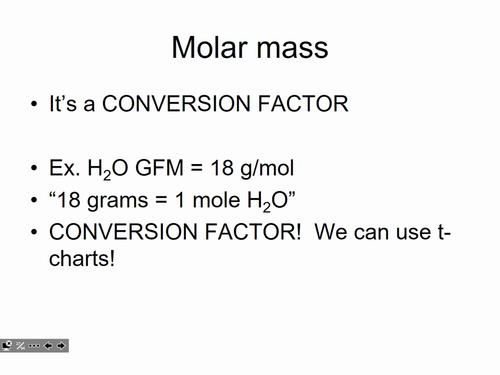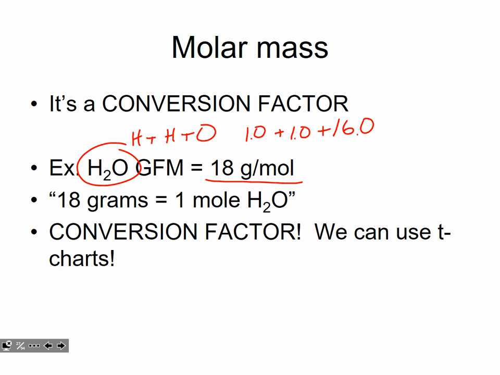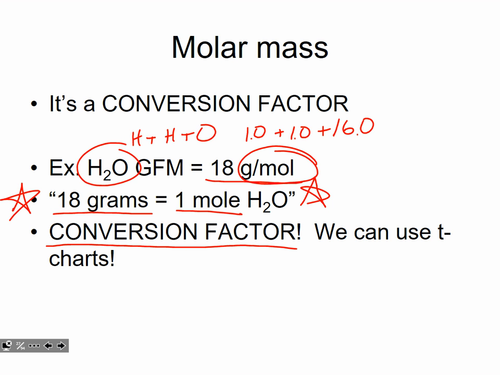Water, as an example, has a gram formula mass of 18 grams per mole. It's H plus H plus O, so that's 1.0 plus 1.0 plus 16.0. Well, you get that number and it's 18. So what does that 18 mean? It means 18 grams per mole, which means that in 1 mole of water, we have a mass of 18 grams. 18 grams means 1 mole. 1 mole is equal to 18 grams. It's a conversion factor, right? It's saying how many of what and what. For water, it's saying how many grams in a mole. For water, it says 18 grams in 1 mole. So we can use T-charts to figure this out.